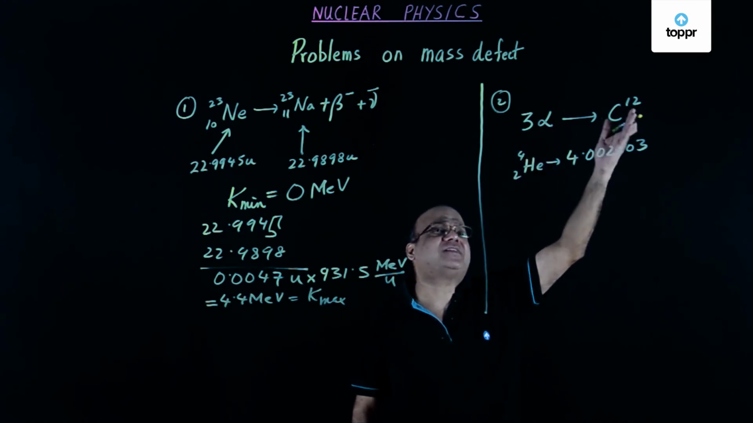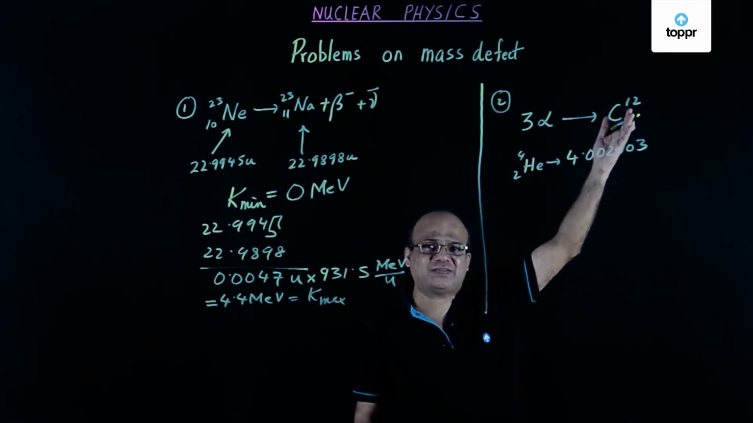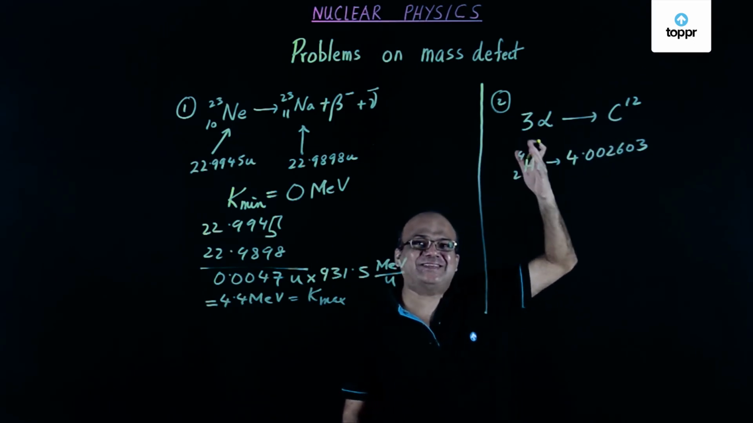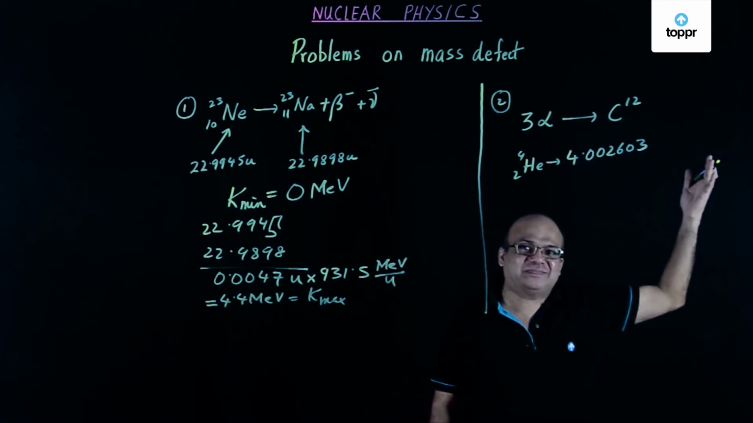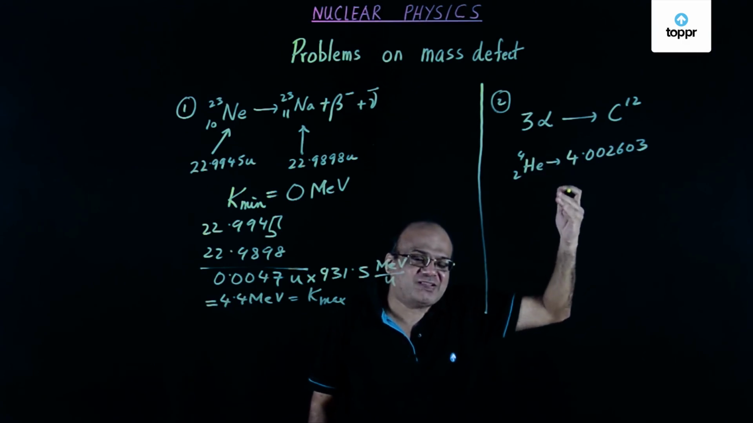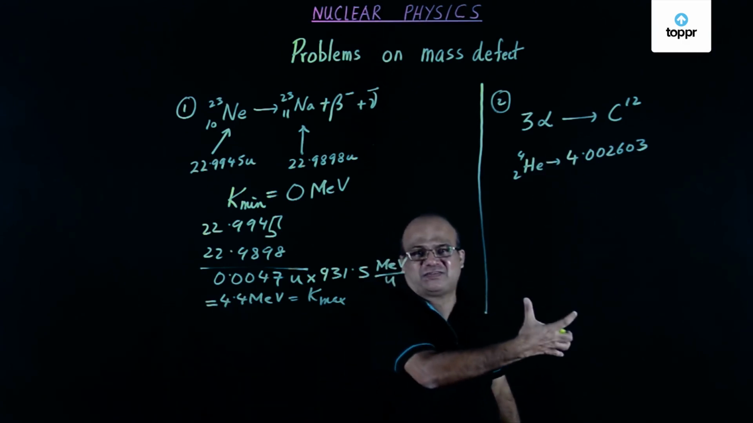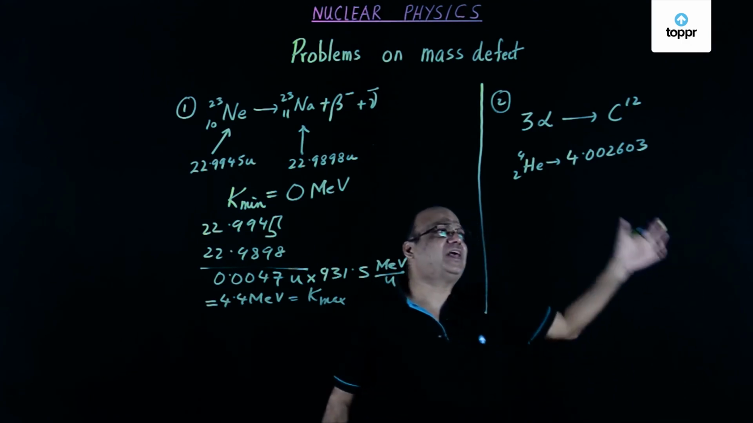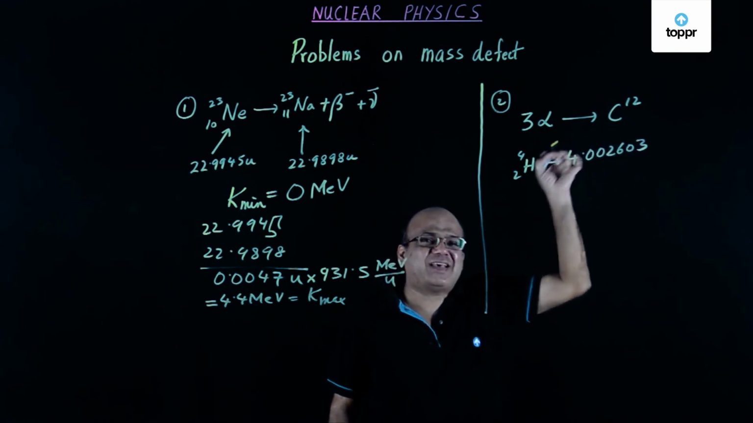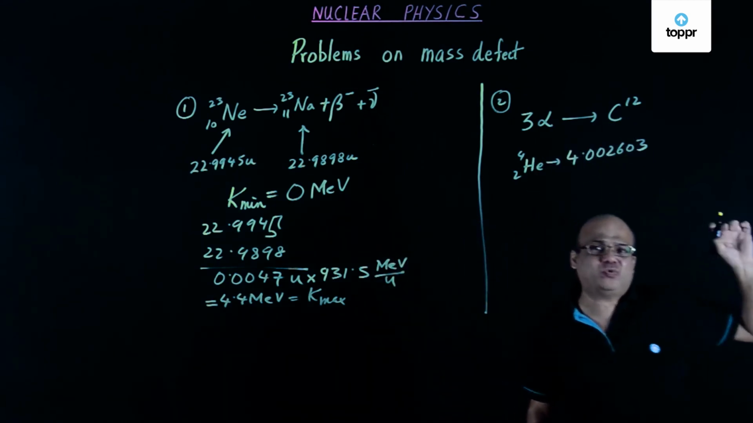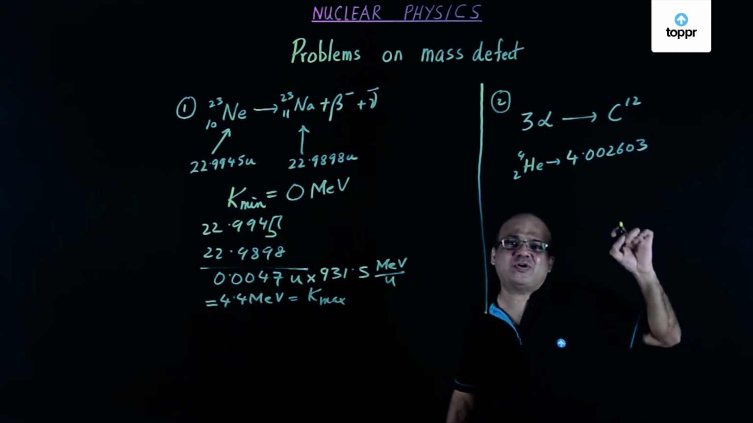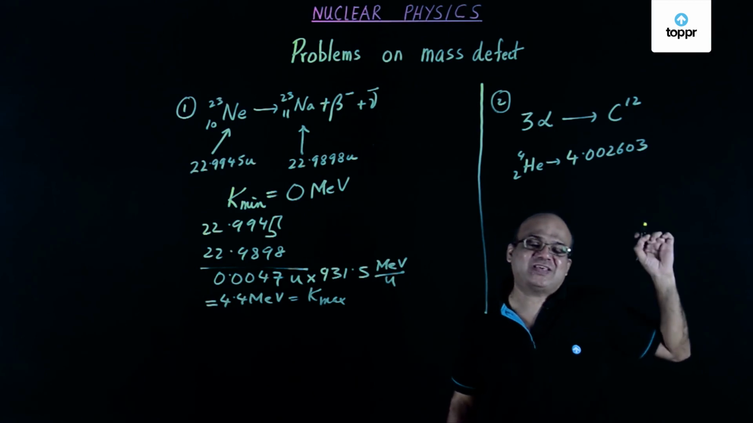These 3 alpha particles are combining to form a carbon 12 nucleus. So what is the energy released in this nuclear reaction? The mass of the helium nucleus is given. Helium nucleus is nothing but alpha particles plus electrons. So therefore, we have the atomic mass of helium. Carbon 12 has exactly a mass of 12 U, because that is the definition of U. The mass of a carbon 12 atom is 12 U.